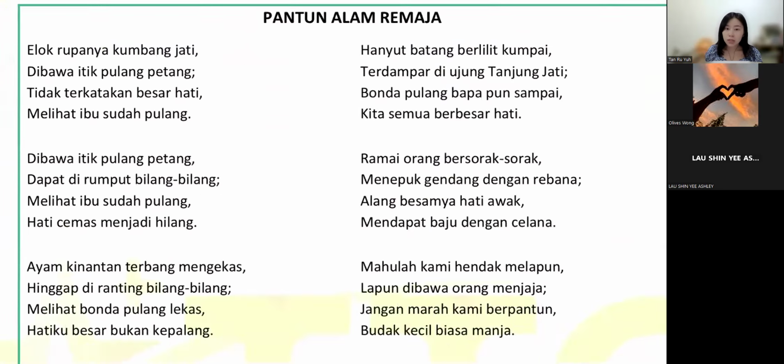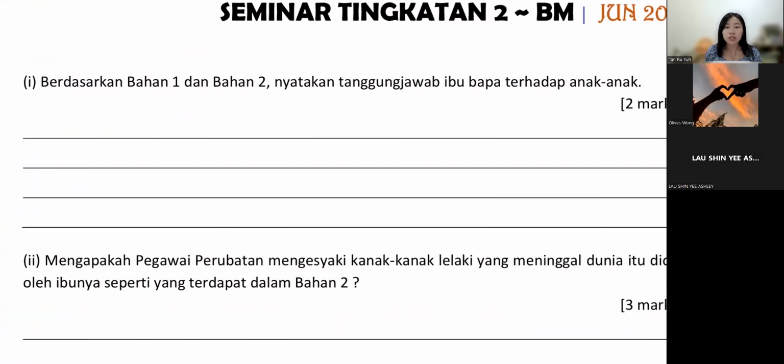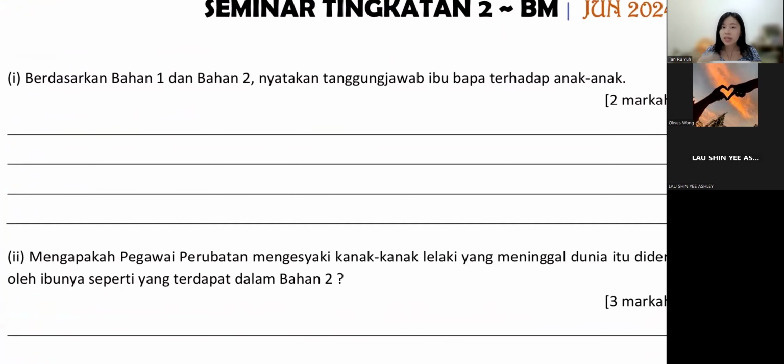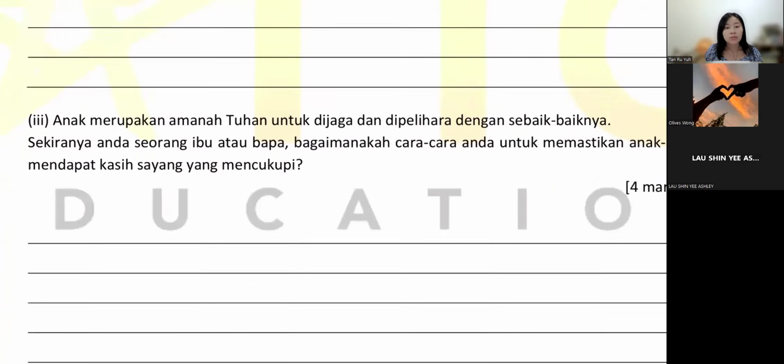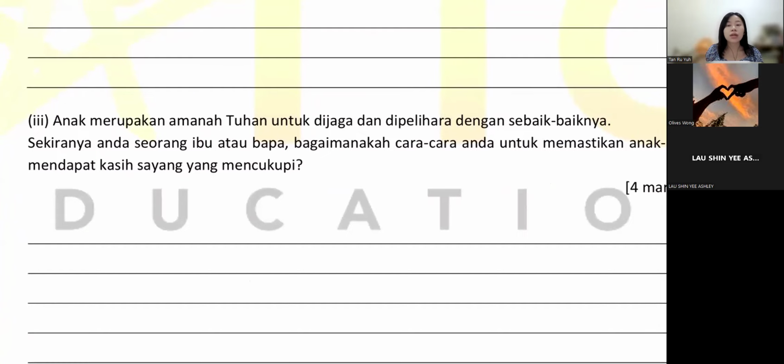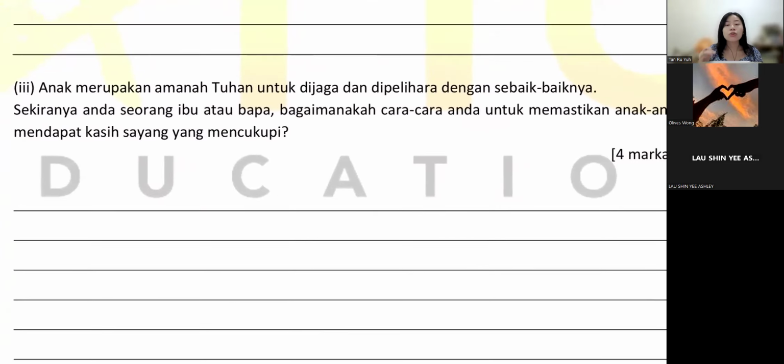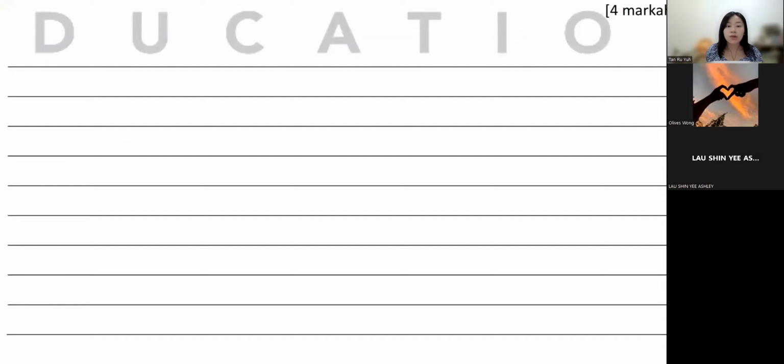Okay, next one is same thing, pemahaman perhatikan, read the questions. You see tanggungjawab ibu apa, then you find the keyword, what is the responsibilities of parents towards the kid. And then you see mengapakah pegawai perubatan mengesyaki. So find the keyword pegawai perubatan, then you can find the keyword. Remember, subjective, no point form, you need to write in a full sentence. Okay, number 3 normally is a keyword questions. Bagaimanakah cara-cara anda untuk memastikan anak-anak, how you ensure anak-anak, your kids get enough of love. Okay, so as long as your answer is logic, then is acceptable. Same thing, no point form.